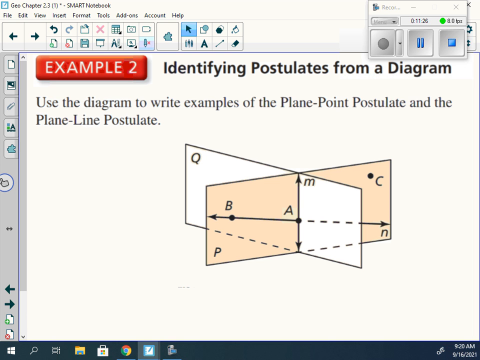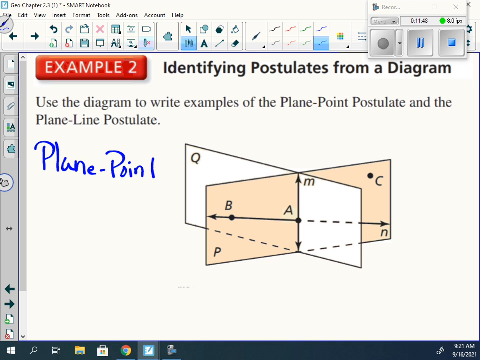Use the diagram to write the examples of the plane point postulate and the plane line postulate. So plane point postulate says what? A plane contains at least 3 non-collinear points. So we can say plane P contains what? Contains points what?